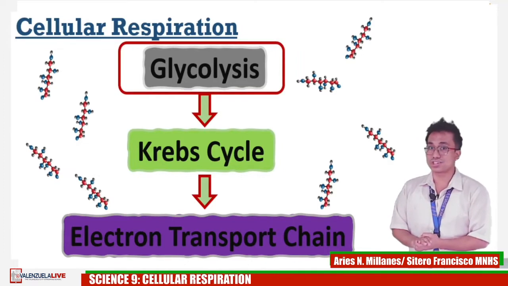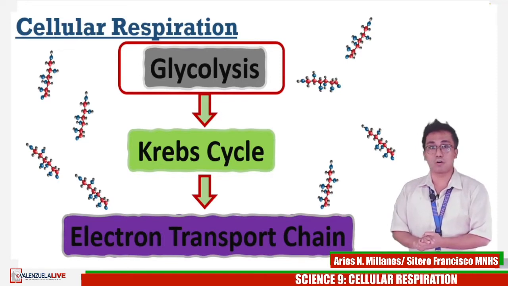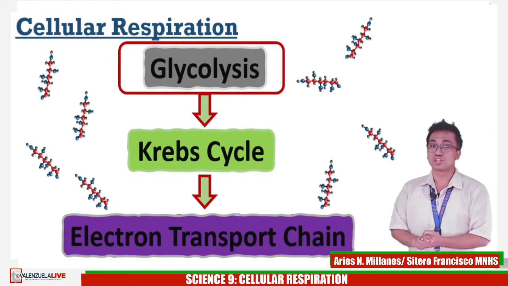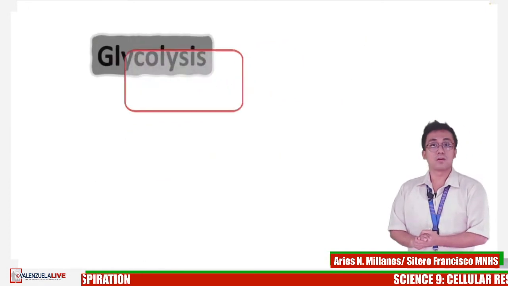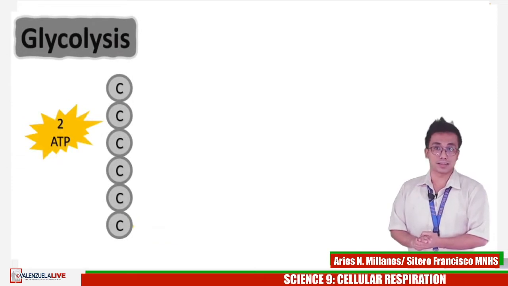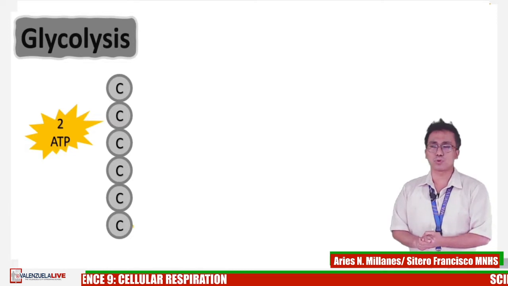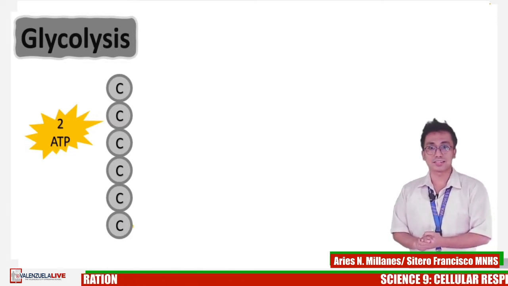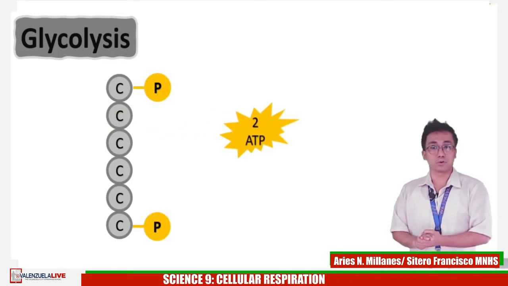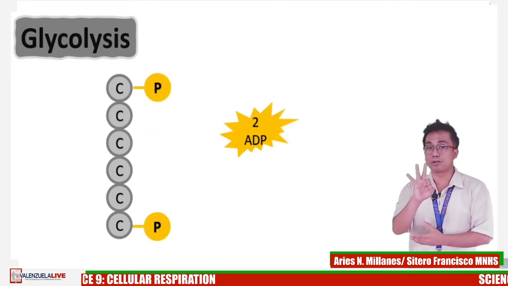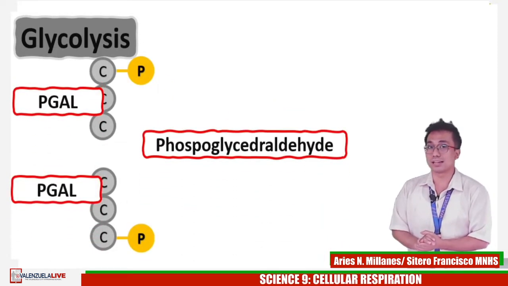The first stage is called glycolysis. It happens in the cytosol or cytoplasm of the cell, just outside the mitochondria. In this process, one glucose molecule is needed. It contains 6 carbon atoms that we will represent as gray circles. One glucose molecule is broken down into 3 carbon molecules called PGAL or phosphoglyceraldehyde.